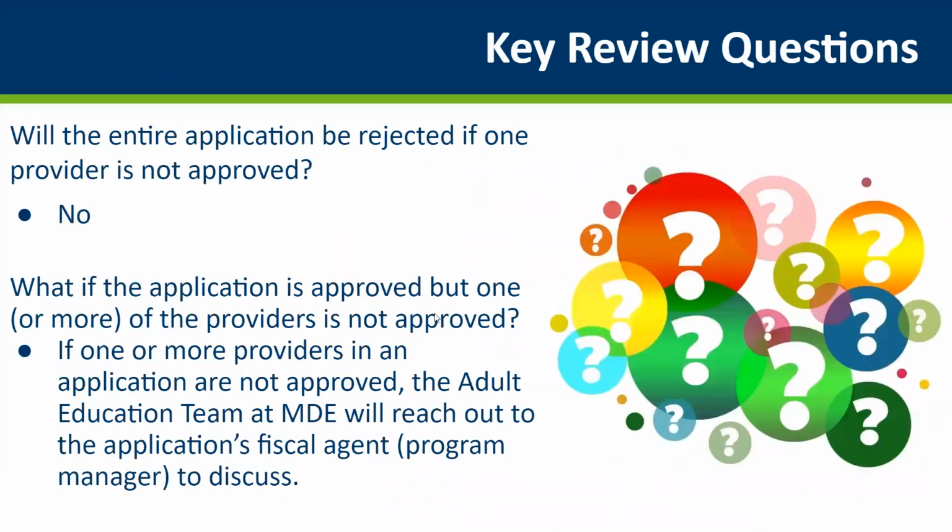So some questions that folks may have. Will an entire application be rejected if one provider within the application is not approved? No, that would not be the case. What if the application is approved, but one or more of the providers is not approved? In a case like that, the adult education team at Minnesota Department of Education will reach out to the application's fiscal agent, the program manager, to discuss the situation.